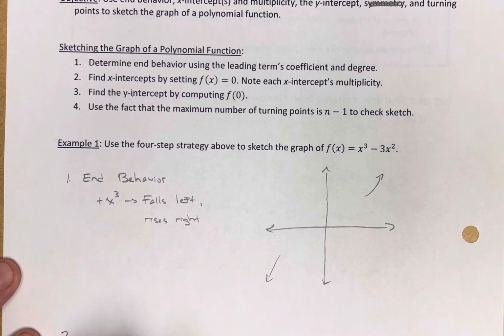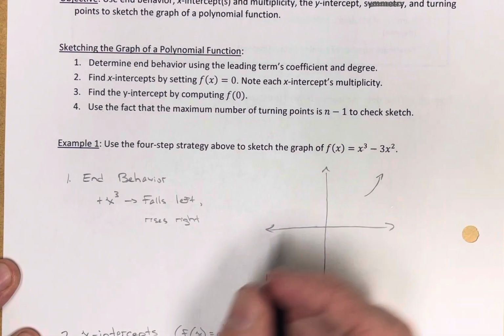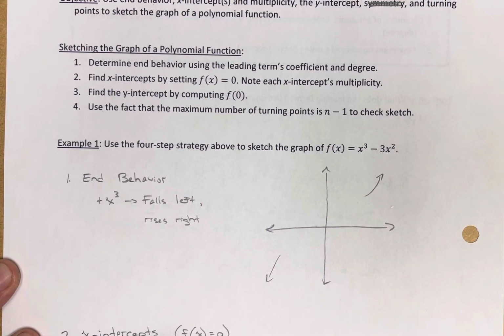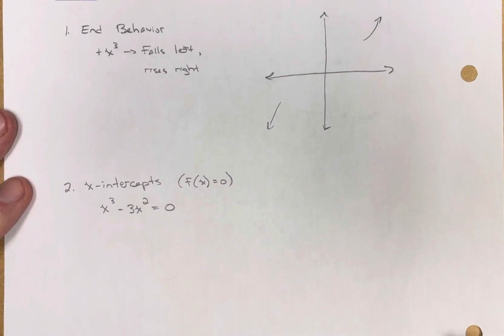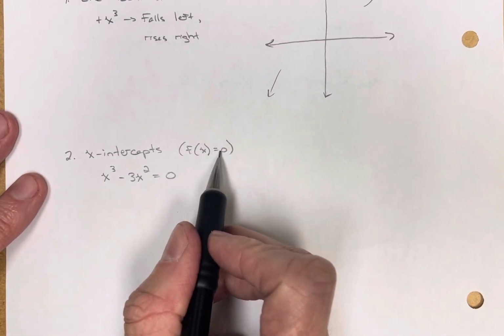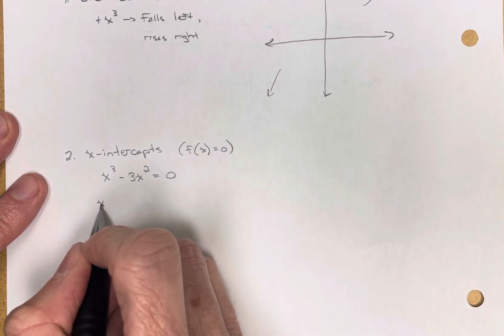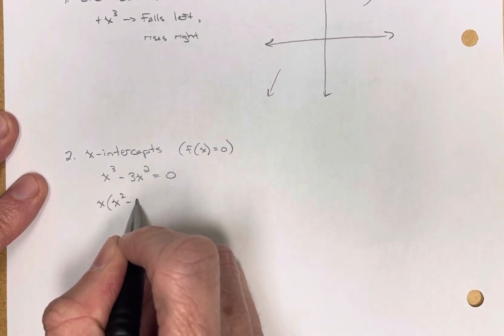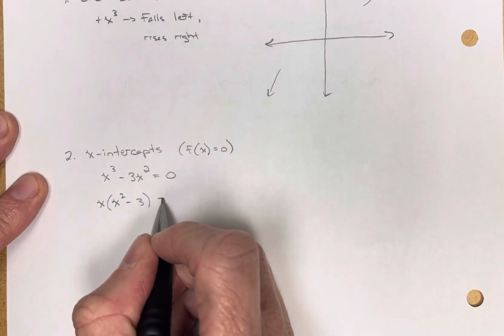Okay, 2, let's take a look at our x-intercepts. Where does it cross or touch the x-axis? This is when f of x is equal to 0. So we're going to set x cubed minus 3x squared equal to 0 to get our zeros, which are also our x-intercepts. I have a common factor of x squared.